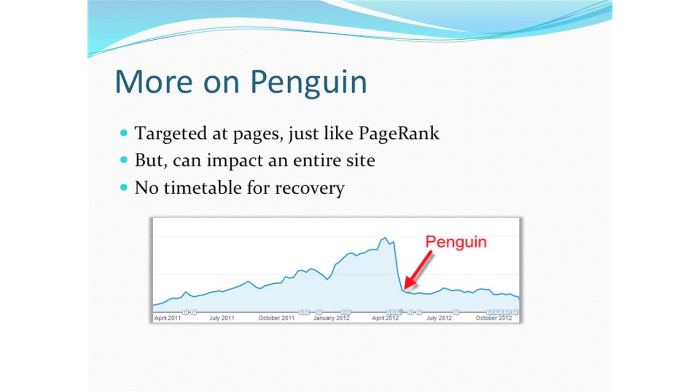So a little bit more on Penguin. Like I said, it's targeted at pages, just like PageRank, rather than at entire sites. But if it's rampant enough, or if the penalties applied to important pages like the home page, it can be pretty serious and impact your entire site. And again, no timetable for recovery. This is an example of a Penguin hit, right? That's a pretty steep decline, and that's probably not something that you're going to enjoy talking to a client about, and is a pretty good reason why you want to avoid black hat link schemes.